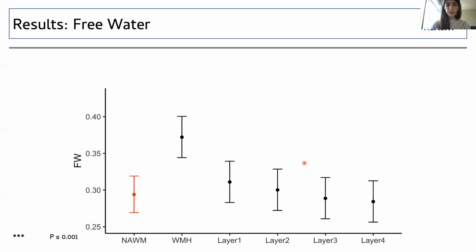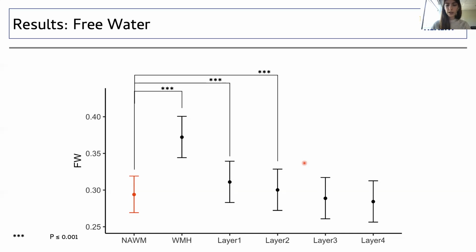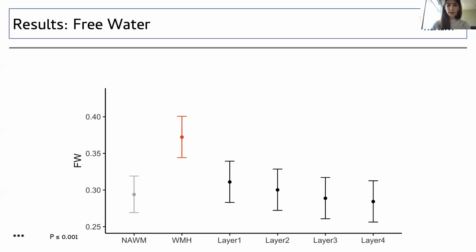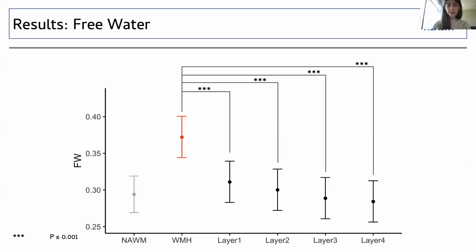For free water content, we found an opposite trend. The white matter hyperintensity core and layers 1 and 2 had higher free water content than the normal appearing white matter. However, layers 3 and 4 had lower free water content. As we would expect, compared to the white matter hyperintensity core, all the surrounding layers showed decreased free water content.